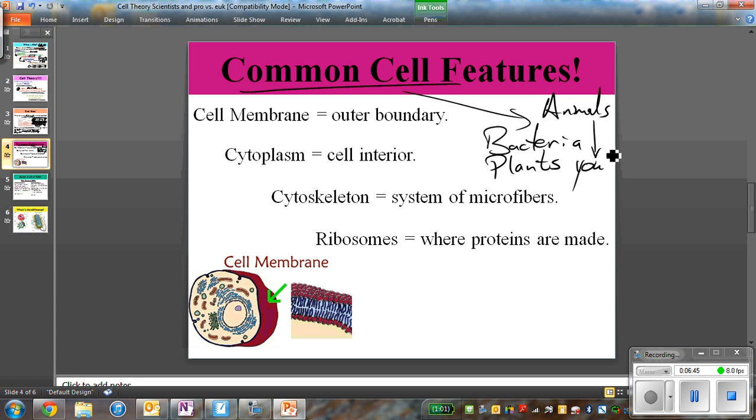Okay, so we're talking about every cell. Since cells make up living things, every cell must have these things in it. First thing is a membrane, a barrier. They must be able to protect itself from the outside world. A cytoplasm, an interior or inside of the cell.